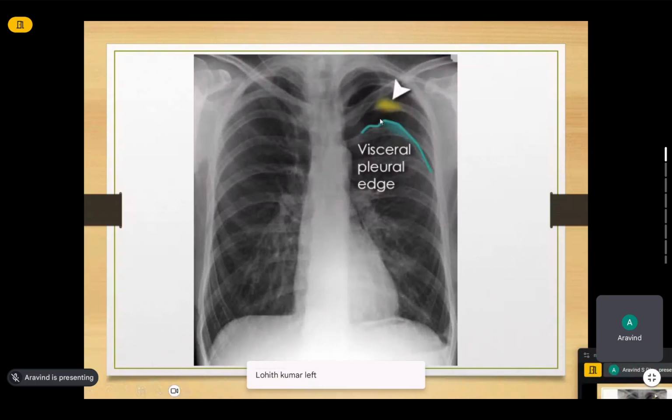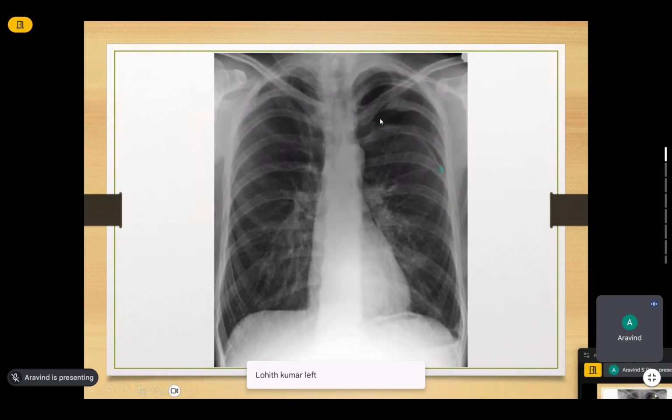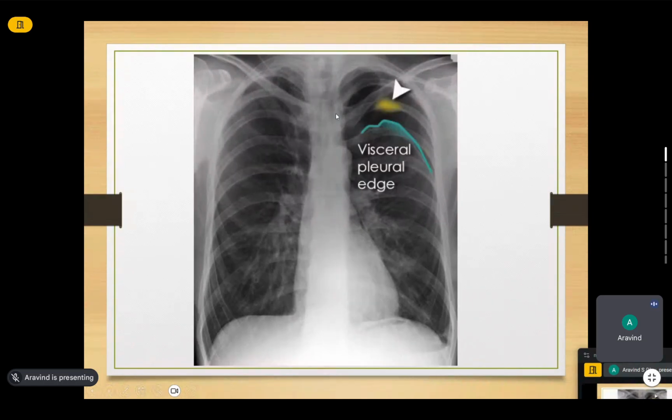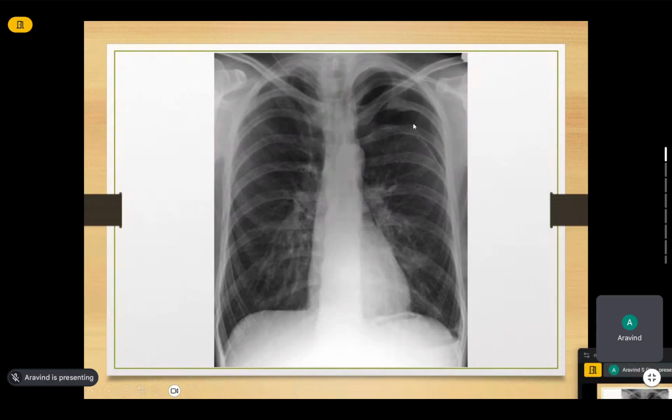This one is the same image with annotation. The patient is having a fractured rib segment, and this is the visceral pleural edge. The visceral pleura has been displaced because of the presence of air inside the pleural space, and this blackish thing is air escaped into the pleural space. This is pneumothorax.